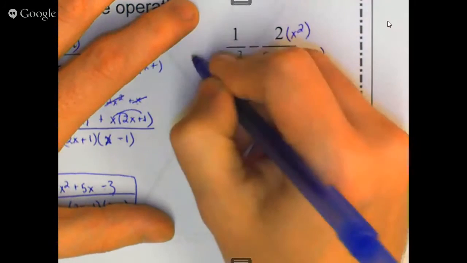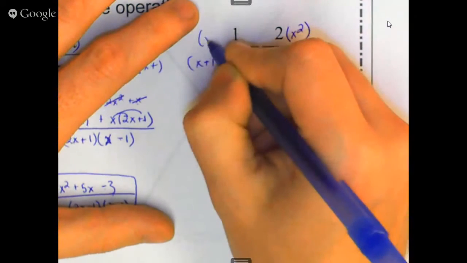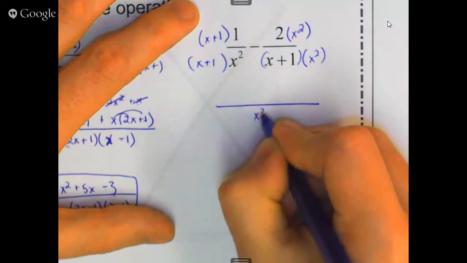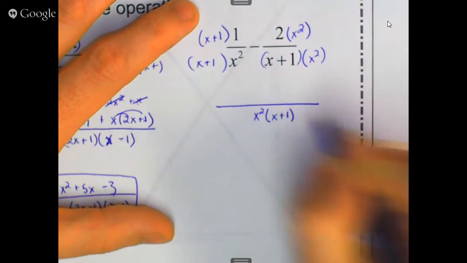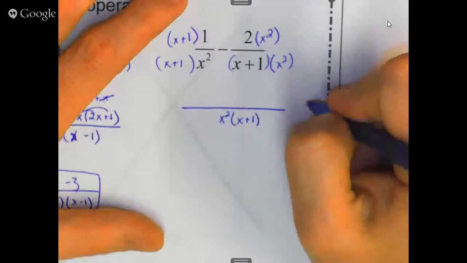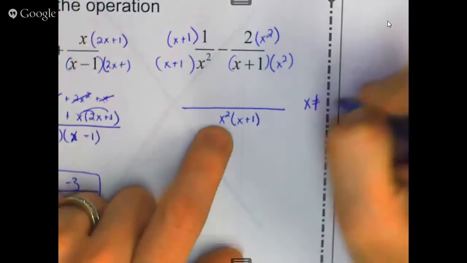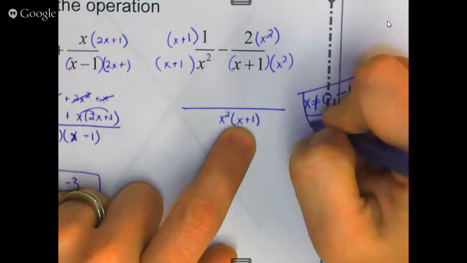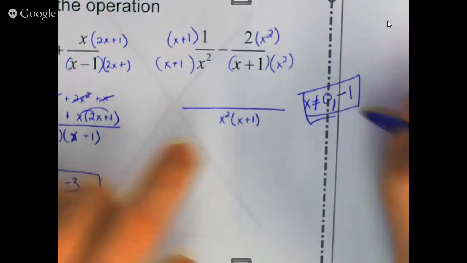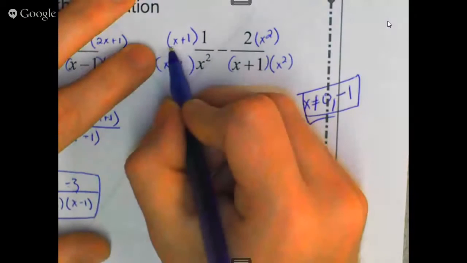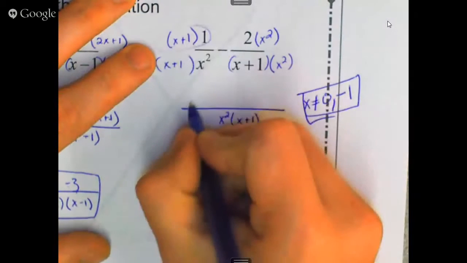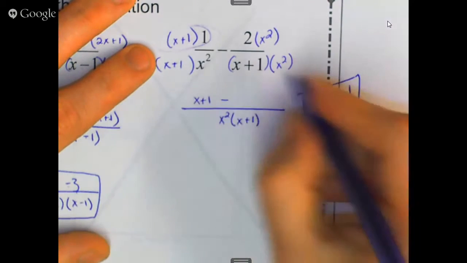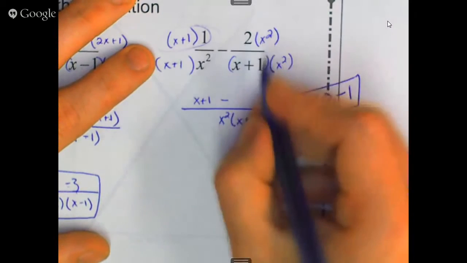And this one is missing the x plus 1. So my common denominator here is x squared, x plus 1. We need to restrict our domain. So x cannot equal 0 here and minus 1 from this factor. When I perform the operation, we've got 1 times x plus 1, so that's x plus 1, minus 2 times x squared, so that's 2x squared.